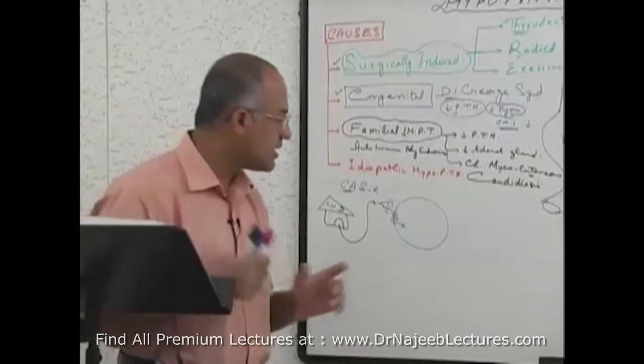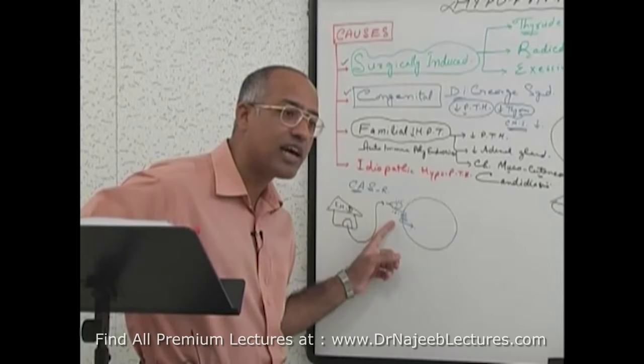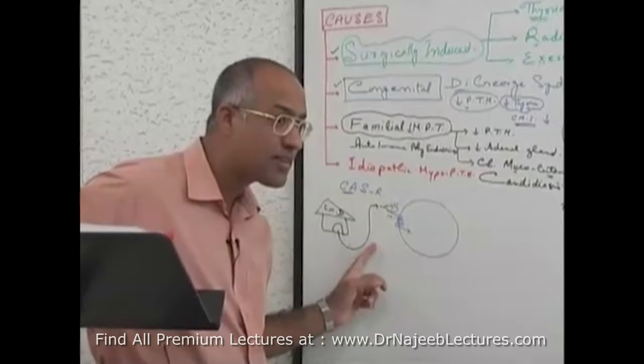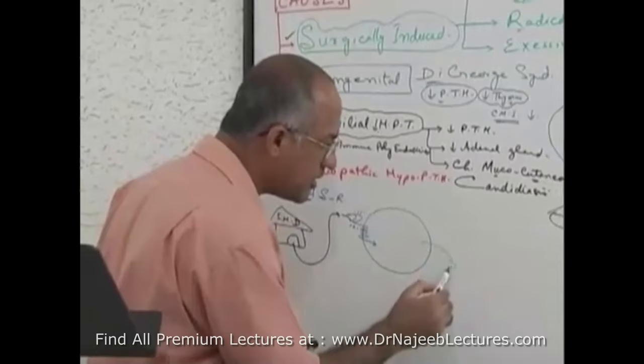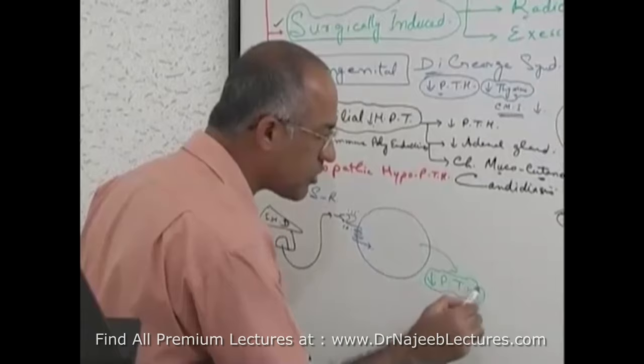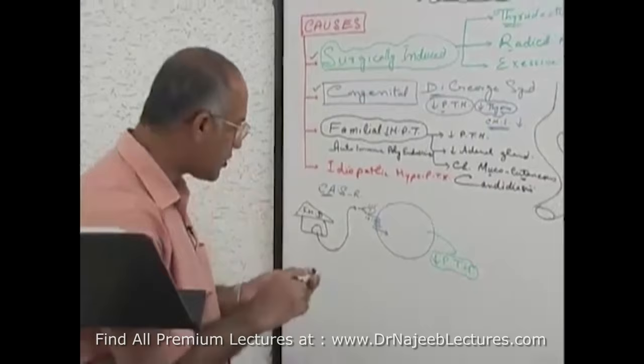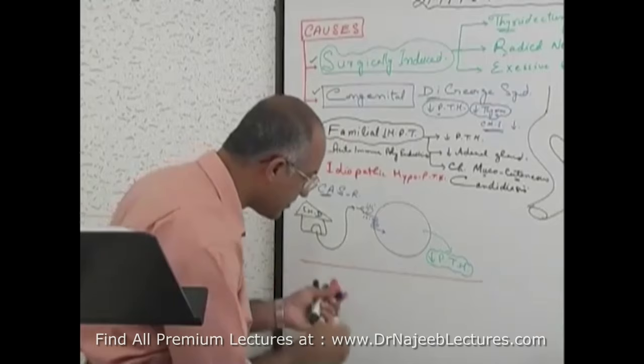If these receptors are overstimulated, it means they will give a signal as if there is a high level of ionized calcium. So there will be reduced release of parathyroid hormone. And naturally, when parathyroid hormone is less, hypoparathyroidism will develop. Are you understanding? Yes. But here I should make another comparison.